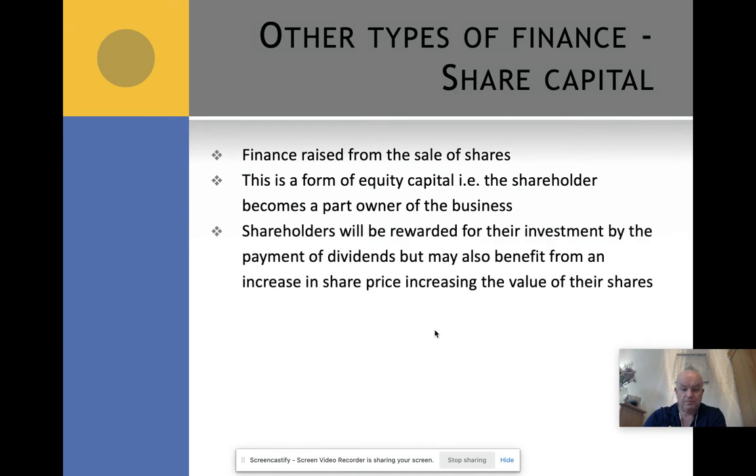There are two ways in which they get rewarded for their investment. One is by the payment of dividends. If a business is successful and makes profit at the end of each year, the company will declare what's known as a dividend, which essentially is a share of the profit that each individual shareholder will receive, depending on the amount of shares that they might have.